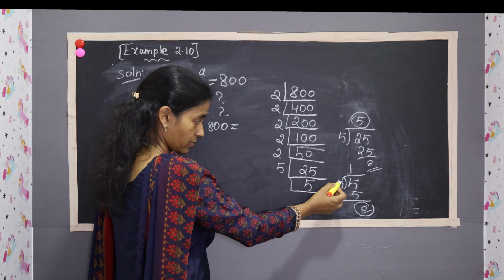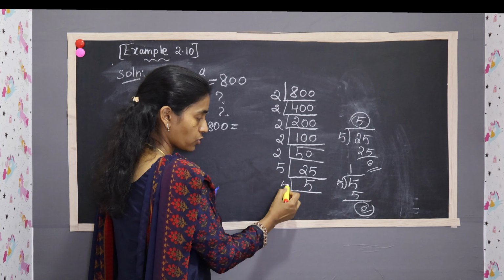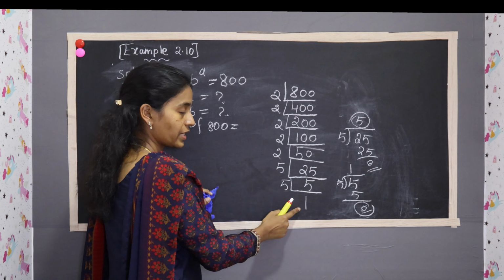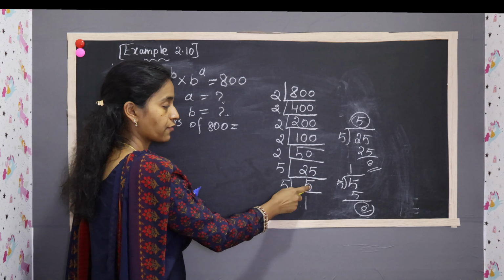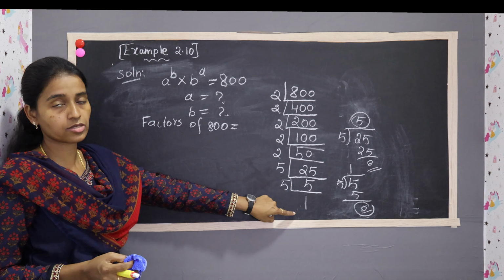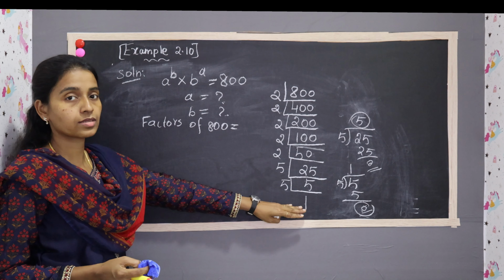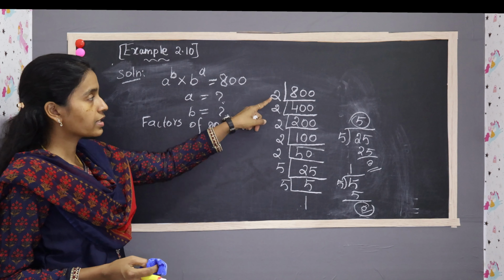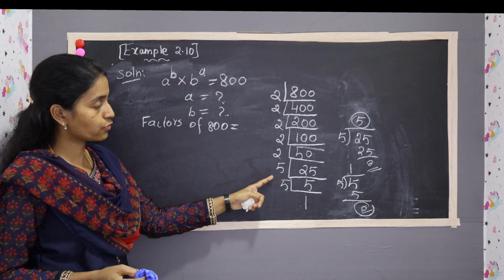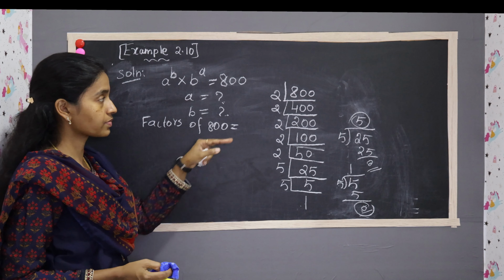I should divide this 5 by 5. So 1 will be here. 1 into 5, 5. So in this stage, we have gotten the number 1, so I can stop the process. Okay, this is all about the L method. Whatever numbers we have outside, 2, 2, 2, 2, 2, 5, 5, these are all the factors of 800.